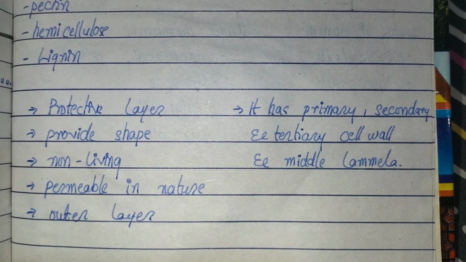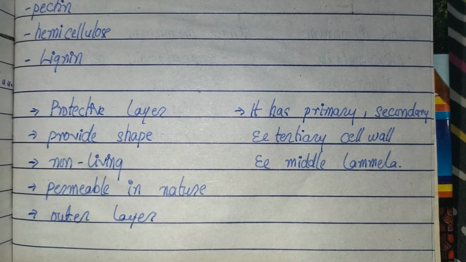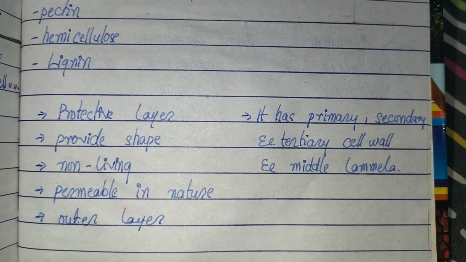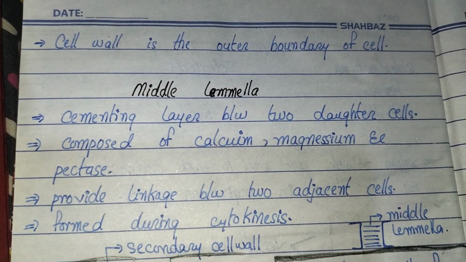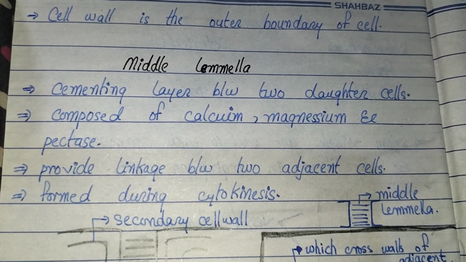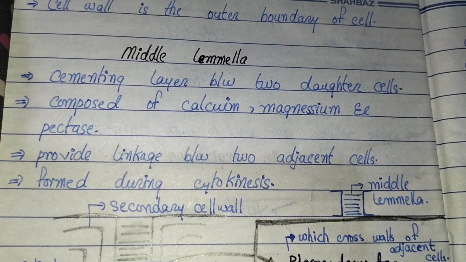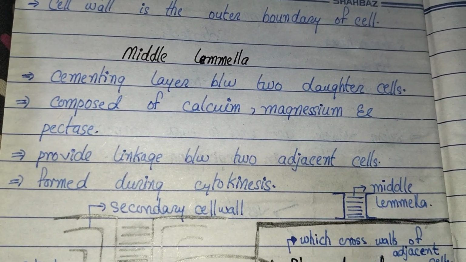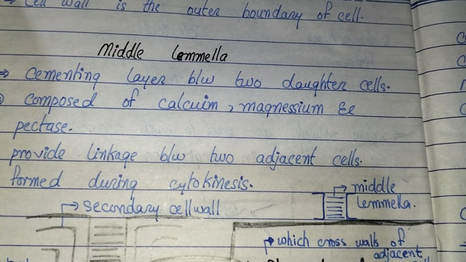The cell wall has three layers, which include primary, secondary, and tertiary, or you can say middle lamella. Here you can see, first we will discuss the middle lamella. Whenever any organism enters a cell, the first layer crossed by the organism is called the middle lamella.